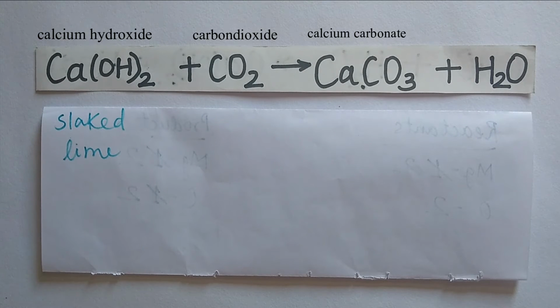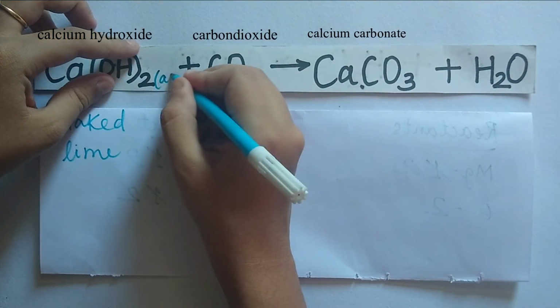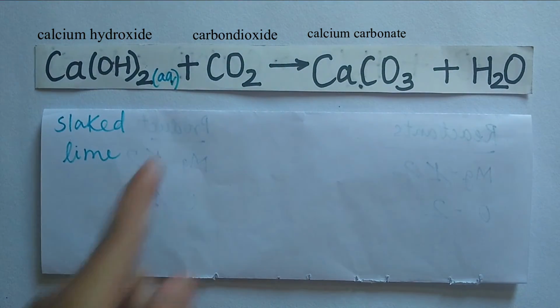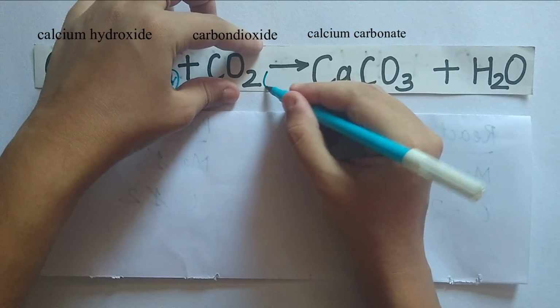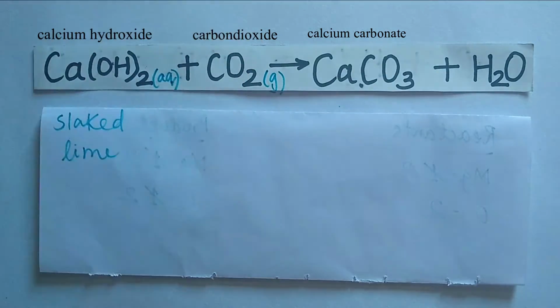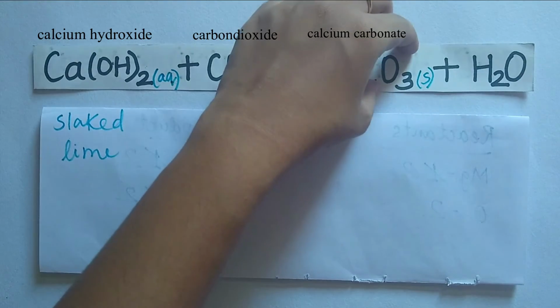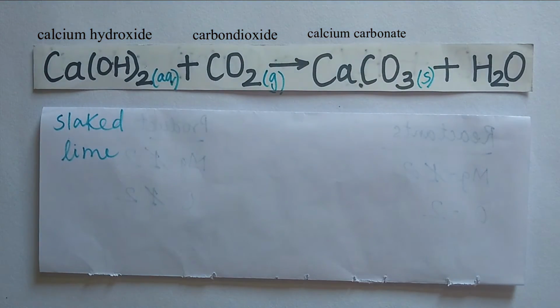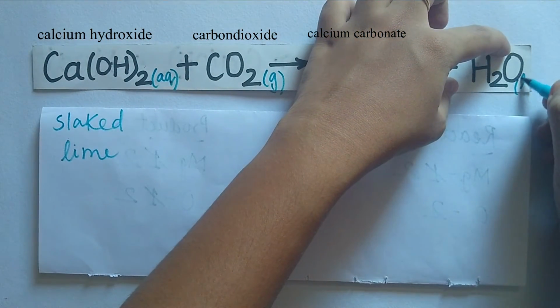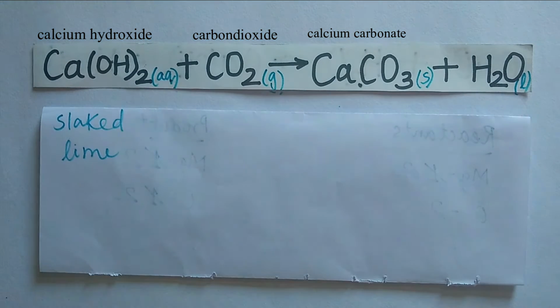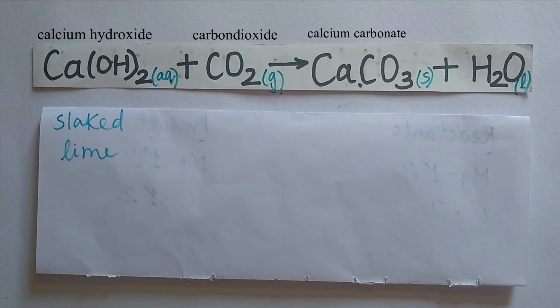To make this reaction much more clear, we will have to add the state symbols. So for Ca(OH)2, it was in its aqueous solution, added with carbon dioxide, which is a gas, to give us CaCO3, which is solid. Anything that will be formed on your wall will have to be solid, and H2O, which is liquid. So this will give you a clear picture of what kind of matter was added to give you a different kind of matter. Alright?